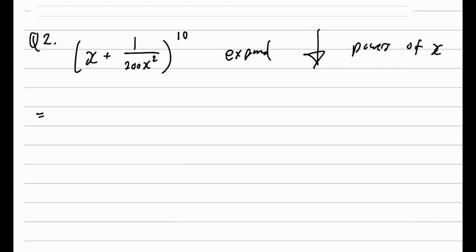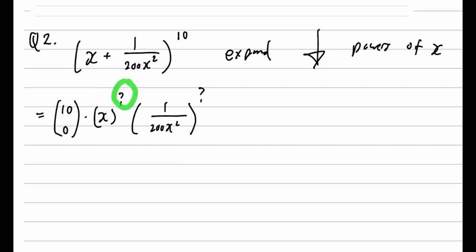So what you do is you treat this as your A, treat that as your B, and then you expand accordingly. So you need 10 choose 0, multiplied by x power something, multiplied by 1 over 200x squared power something. Which power do you want to start with? Just remember, you must start off with one of them to be 0, and the other to be 10. Do you want 10 here, 0 here, or 0 here, 10 here? Descending powers.